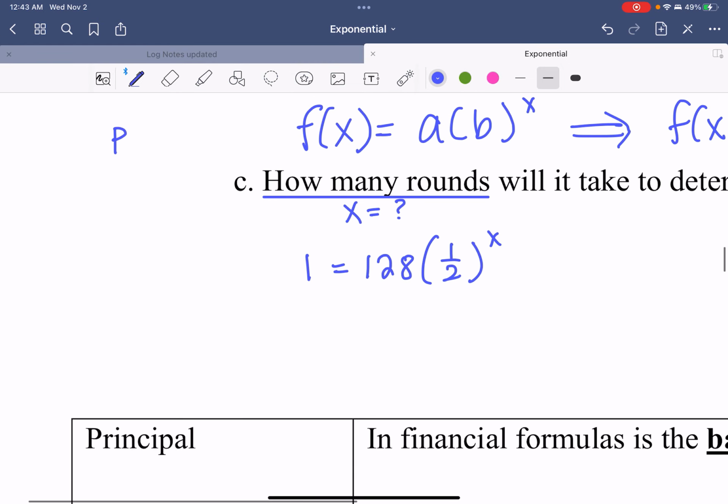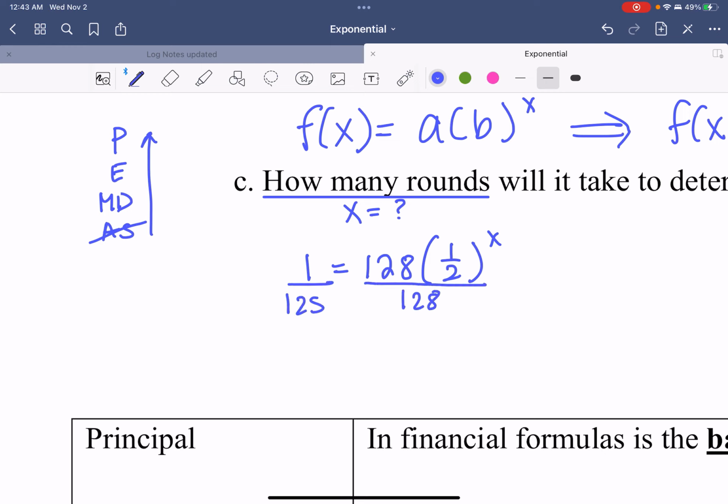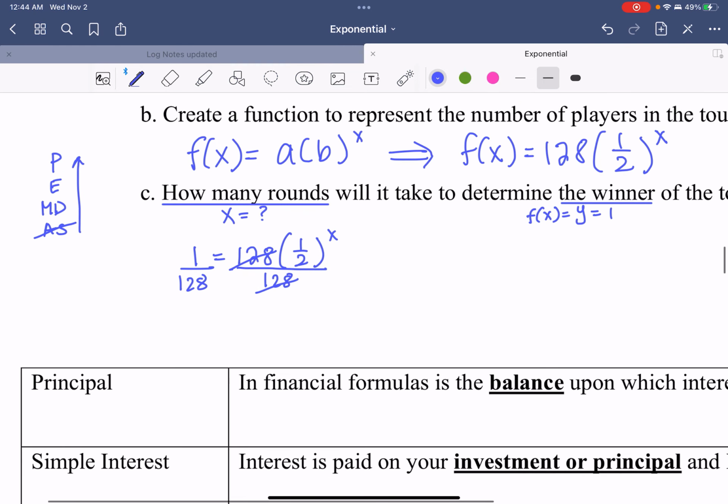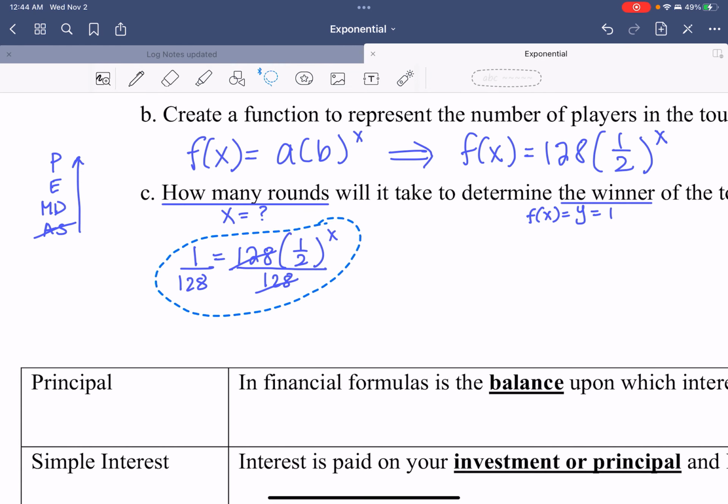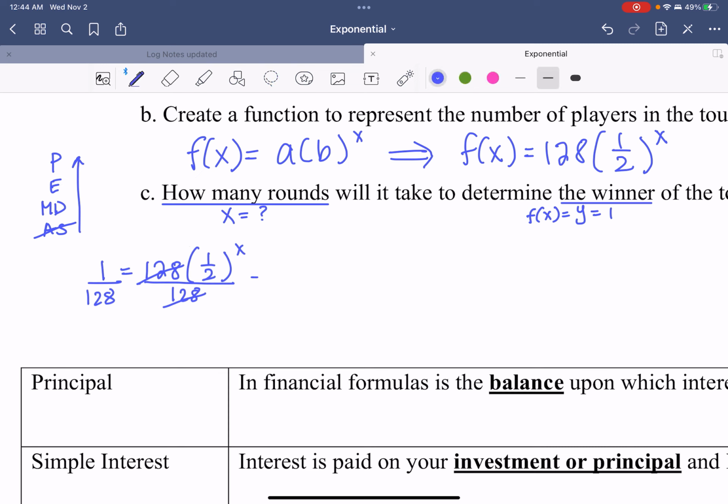So you can use PEMDAS, and you're going to use it from the bottom and then work your way to the top because you're solving for a variable. So first, is there anything you can add or subtract? The answer is no. Is there anything we can multiply or divide? Yes, we can. We can divide out this 128. So these will cancel out. So now what I'm left with is 1 over 128 is equal to 1/2 to the power of x.